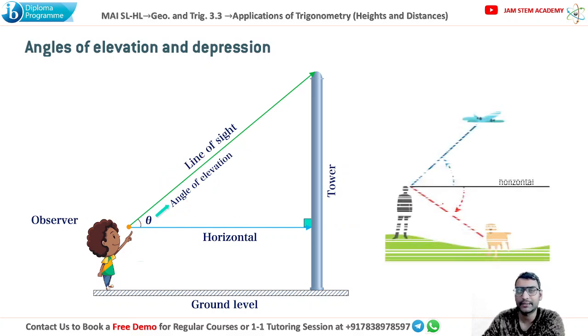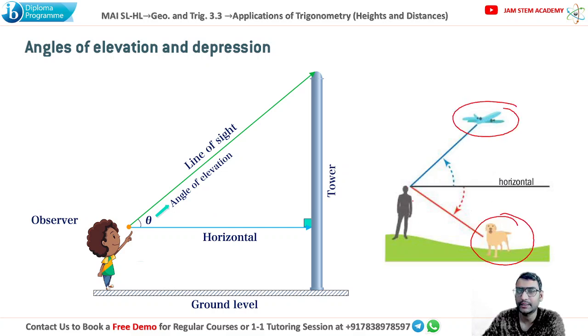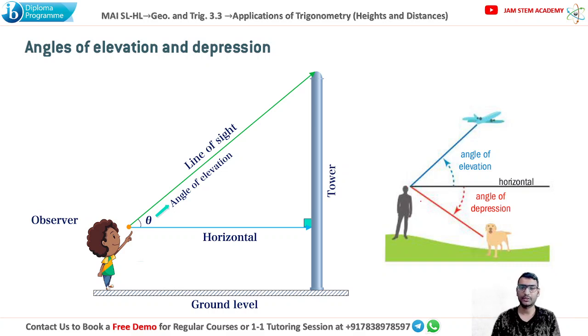Similarly, if there is a person who is looking at an airplane as well as looking at a dog like this, this is the observer and this is the horizontal level as per his eye. Now the angle made by the line of sight to the airplane with the horizontal level, this angle is called angle of elevation. Similarly, the angle here, this one, is called angle of depression. In this way we can see the difference between angle of elevation and angle of depression.